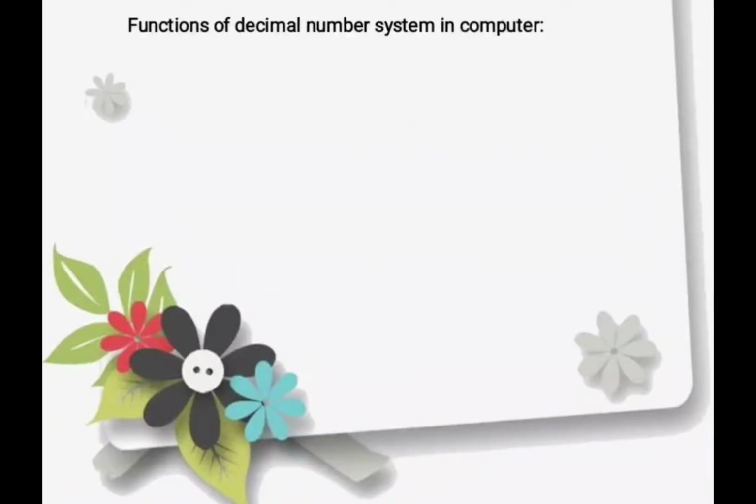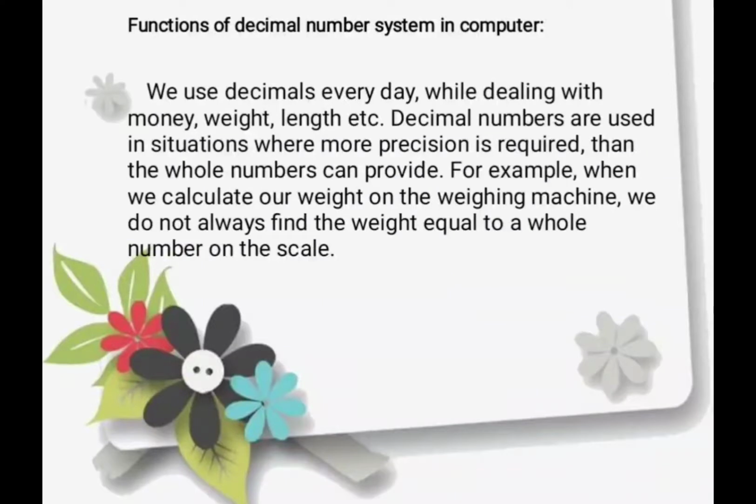So, to give you also the function of decimal number system in computer, we use decimal every day while dealing with money, weight, length, and so on. Decimal numbers are used in situations where more precision is required than whole numbers can provide. For example, when we calculate our weight on the weighing machine, we do not always find the weight equal to a whole number on the scale.